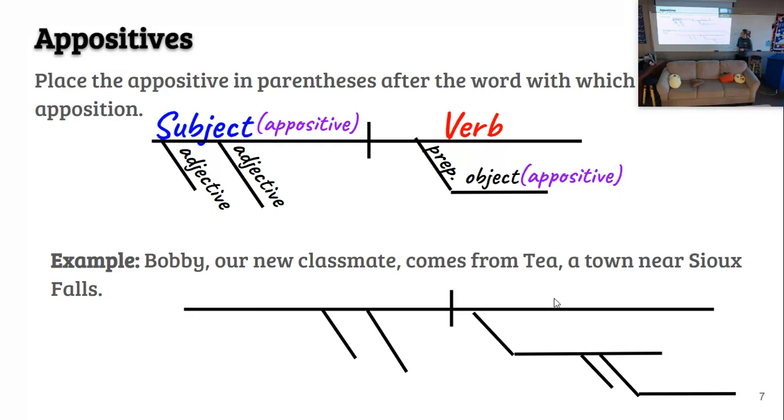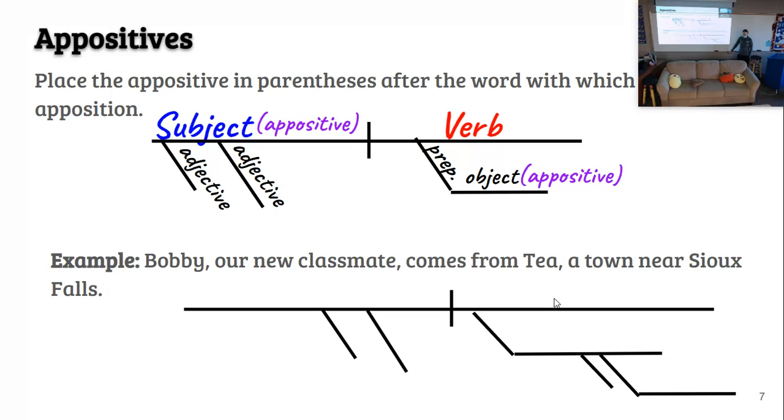Okay, beautiful. All right, now let's figure out subject and verb first. Okay, so who or what is the sentence about? Bobby. Bobby's our subject. What's the verb? Malachi? Comes. Okay, so we got our subject, we got our verb. Now we still have some stuff here. So we got to figure out what the rest of this stuff is doing.